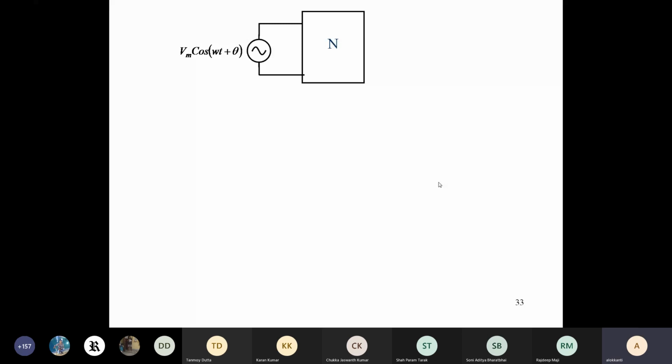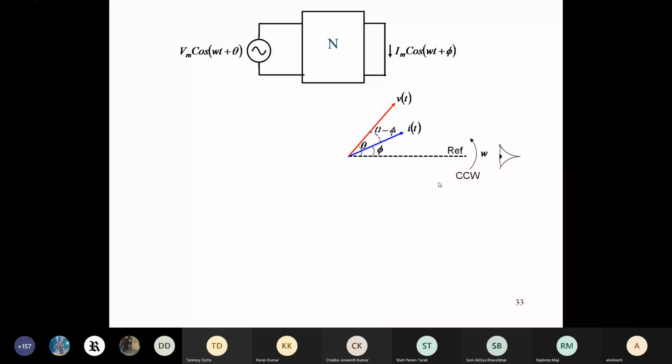Now we have this situation where you are given a network that you feed the voltage Vm cos omega t plus theta, so the phasor is located at an angle theta, and you get a current Im cos omega t plus phi. The phasor is located at phi, and the relative angle between them is theta minus phi. Then we saw that the average power is Vm Im by 2 cos theta minus phi. We can write it like this: Vm by root 2 times Im by root 2 cos theta minus phi.